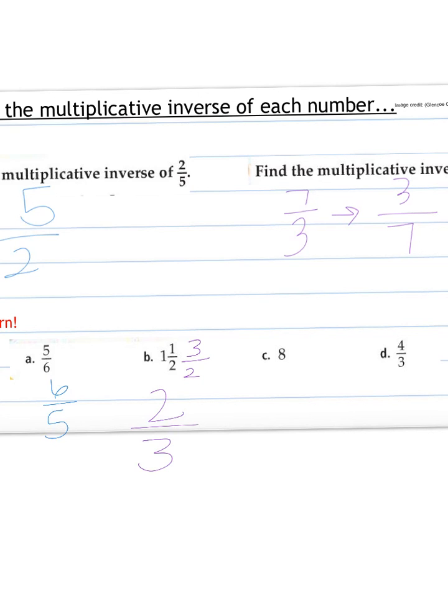The multiplicative inverse of 8, we have to turn that into, we need a numerator and a denominator. Any whole number we put over 1, so 8 over 1. And then the multiplicative inverse of that would be 1/8. Last one, 4/3, multiplicative inverse would be 3/4.